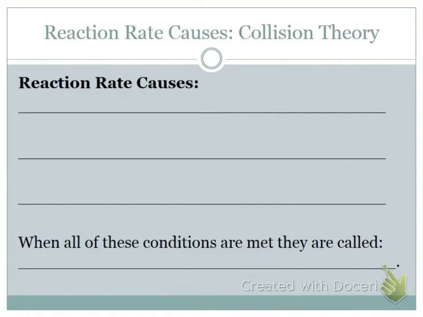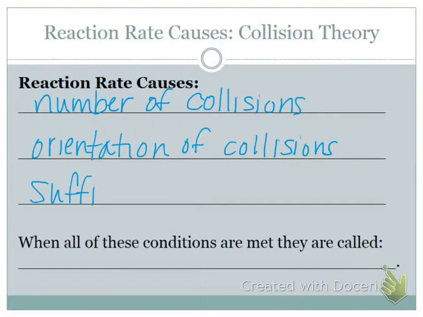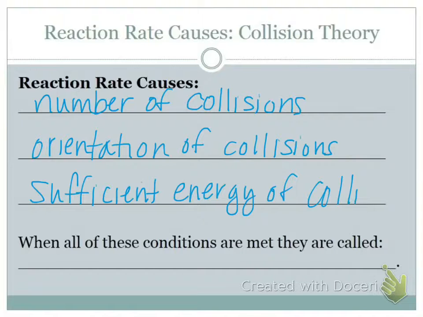So, in the video we talked about some of the causes, and we had to talk about the collision theory. The first one is, first and foremost, you have to have collisions, so number of collisions. The more collisions you have, the better. Those collisions have to have proper orientation, so the orientation of the collisions matters. And then lastly, you have to have sufficient energy of the collisions. If you do not have enough energy, the reaction won't happen. Together, this is all part of the collision theory.